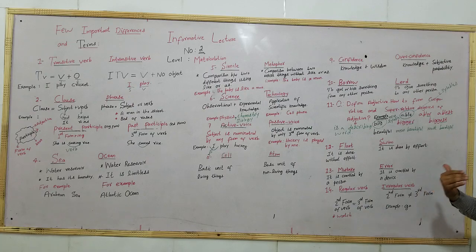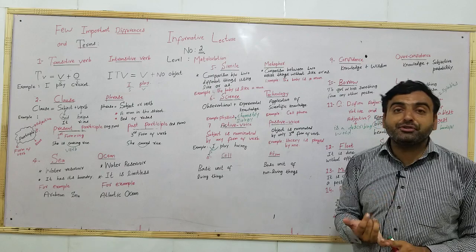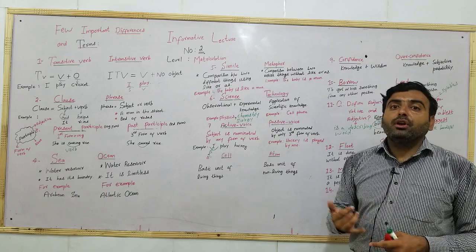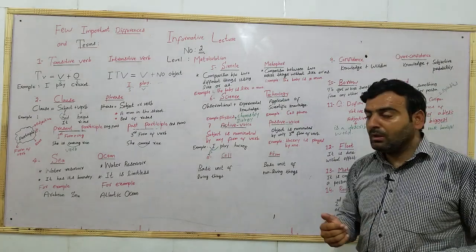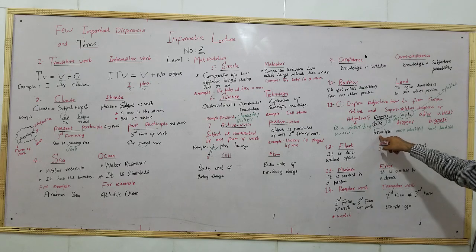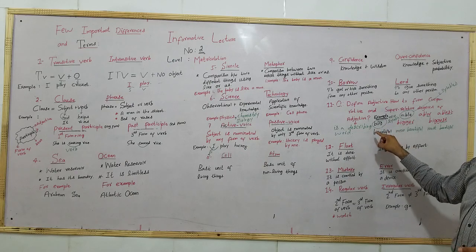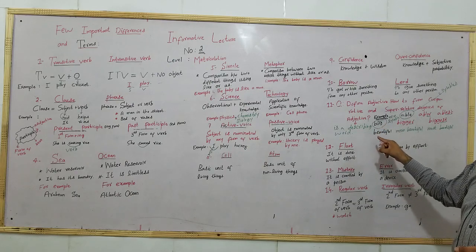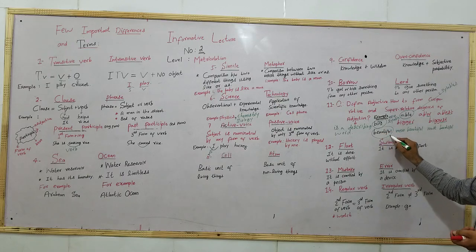So when we have, my dear students, up to two syllables in a word, we will add ER and EST at the end for comparative and superlative degree respectively. Now, the third word is beautiful. Beautiful. It has three sounds, so it has three syllables.